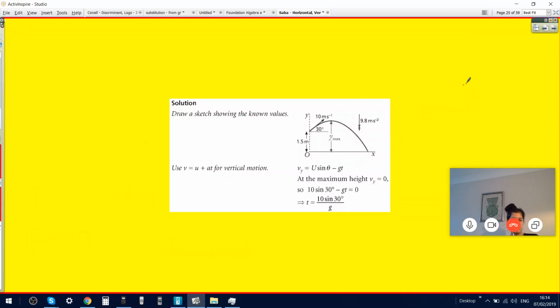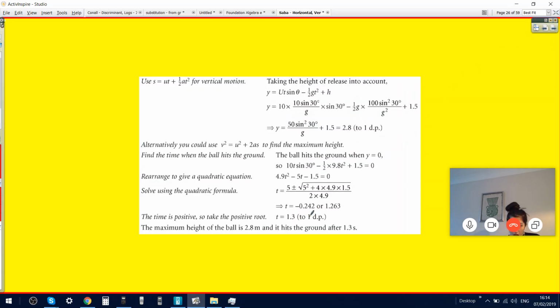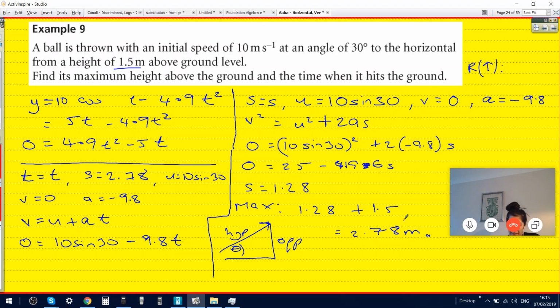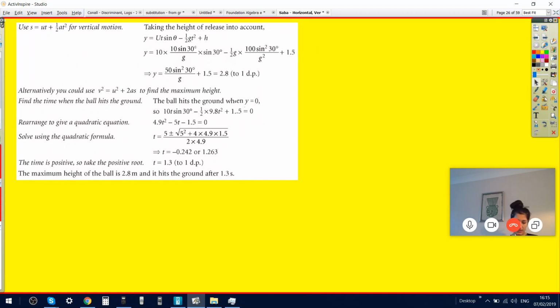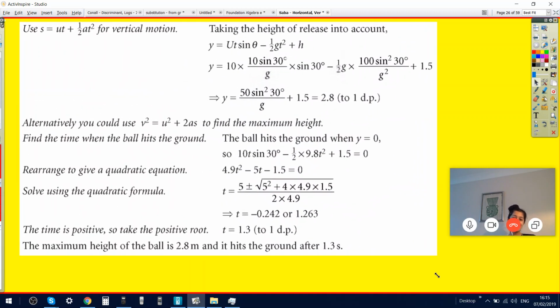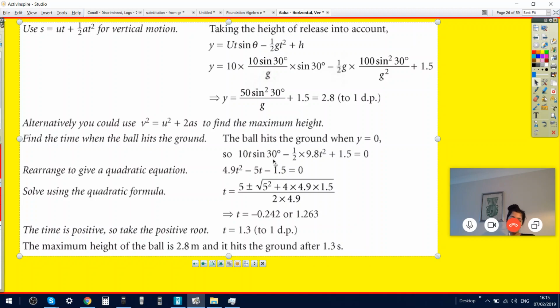Let's take a look. So they did this. So AT was 1.3. So they get 2.8 for S, was it? So 2.78. So S is 2.8. How did they go about T? So the ball hits the ground when Y is 0. So T, 10 T sine 30. What did they sub that into? UT minus a half. That's literally what we just did, and I didn't get anything. They did plus 1.5 at the end, and I didn't.